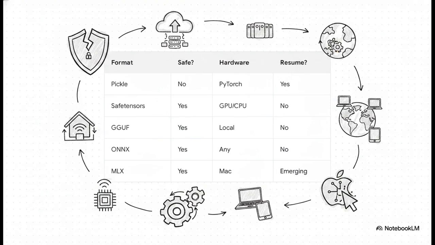Let's build a quick mental map to consolidate all of this so you know exactly which tool to grab for which job. Doing internal research and need to pause and resume training on a controlled PyTorch cluster? Use Pickle. But the minute that model needs to be downloaded, distributed, or served in production, Safe Tensors is your gold standard for security. Now, what if you're building an app that runs locally on a user's device without internet? GGUF is your offline champion.